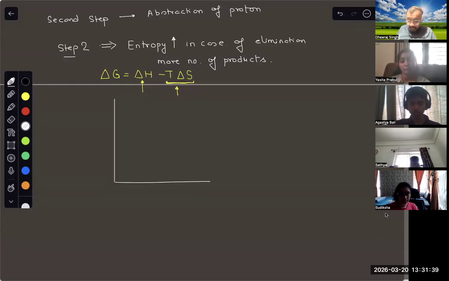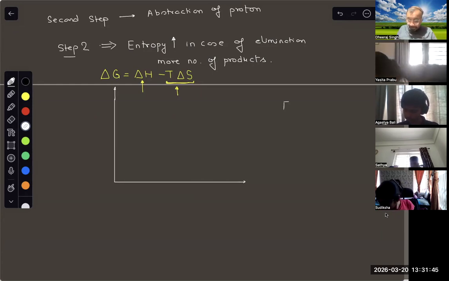Can you draw the energy curve of this for E1? Quickly draw that curve. Try.